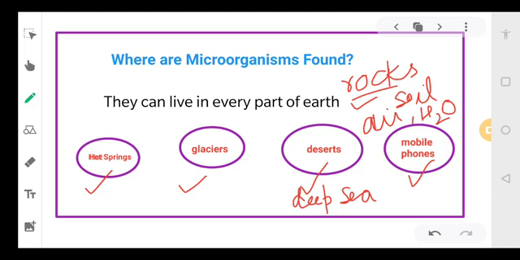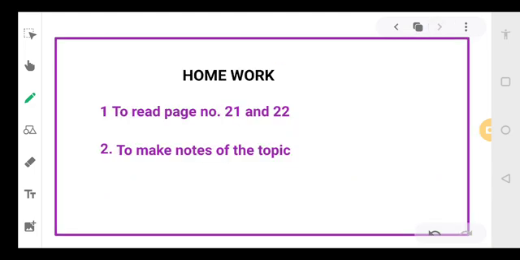Okay, so let's come to your homework for today. You will read page numbers 21 and 22 very carefully because I have taken your content from there. And secondly, you will make notes of this topic. And if there is any doubt, anything you want to know, you can call me or send your queries to my number.